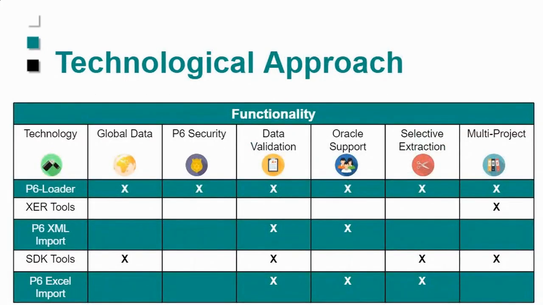Now let's talk a little bit about the technology. Let's talk a little bit about the history of getting information in and out of P6. So to start with, there really was no way to get information into P6. So people started complaining, and Primavera brought out something called the SDK. The SDK stood for Software Developers Kit. And it was actually a reasonable tool for the time, but it had some challenges.